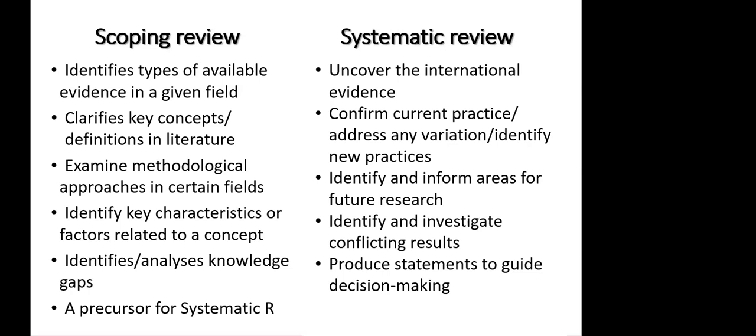So a systematic review is more detailed and more specific, whereas a scoping review sort of scopes over or scans over a body of research that focuses on a particular topic.